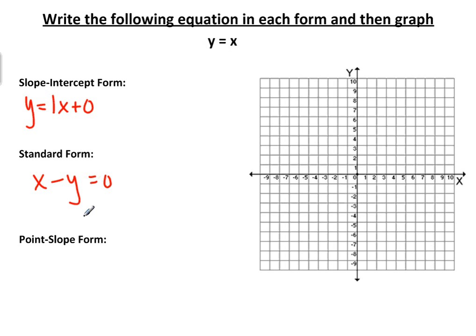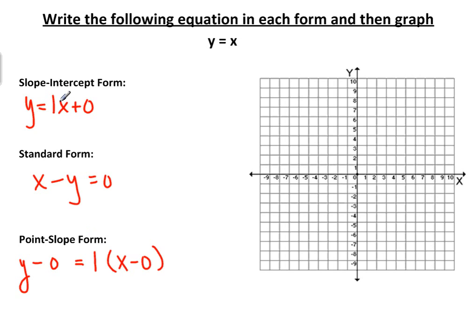And then in point-slope. Well, I already know the slope of the line is 1. But now I have to think about my point. What's a point on this line? Well, what am I adding and subtracting to x and y? I'm adding and subtracting 0. So y minus 0 equals 1, x minus 0. Let me show you how all three of these work.